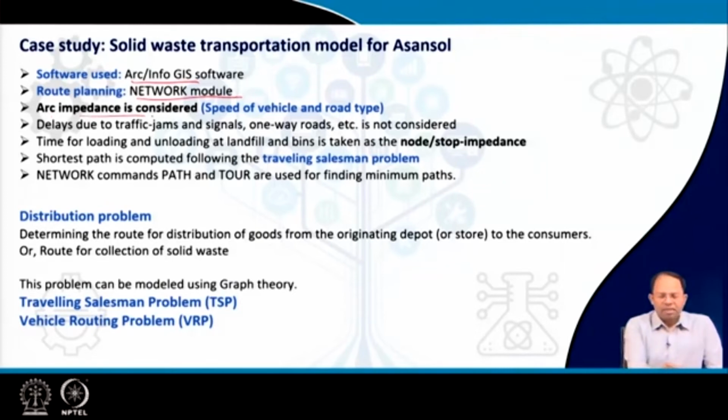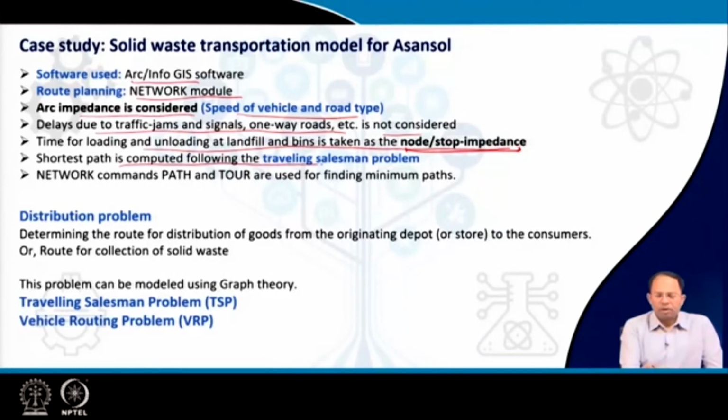Arc impedance is considered: speed of vehicle and road type, delays due to traffic jams, signals, one-way roads. These can all be considered in the software, but this study has not considered them. Time for loading and unloading at landfills and bins is taken as the node stop impedance. As we have said, any node can be given some entry and end time, and this node stop impedance determines how much time you spend at that node.